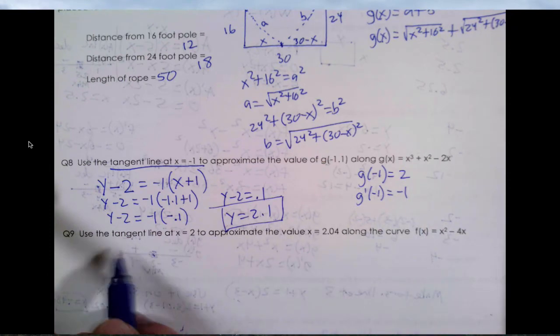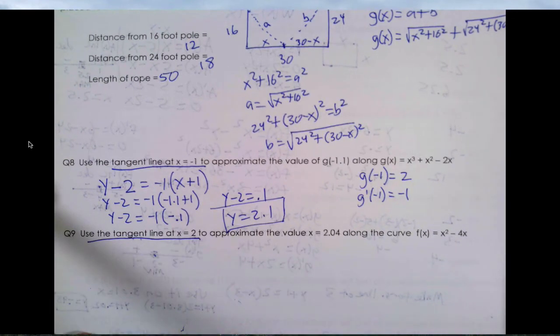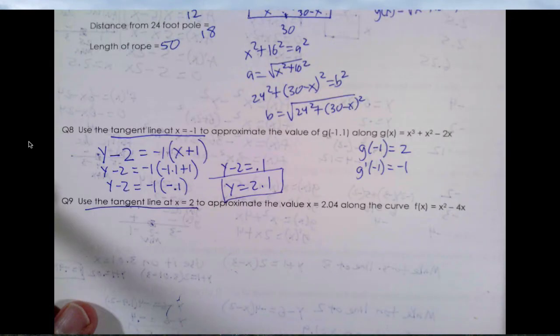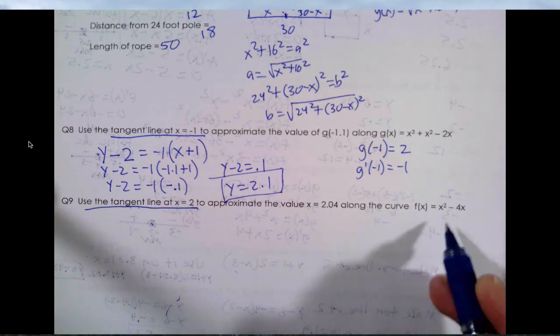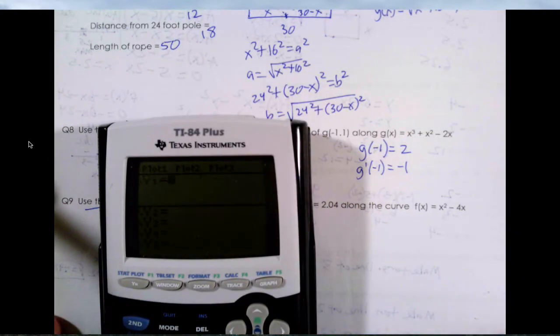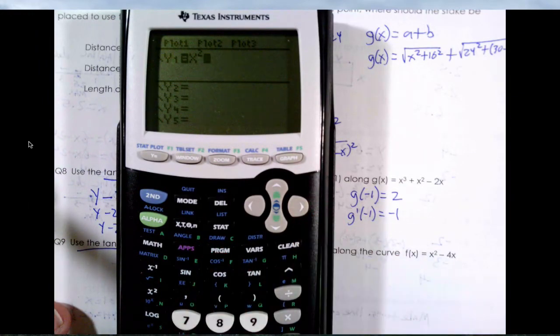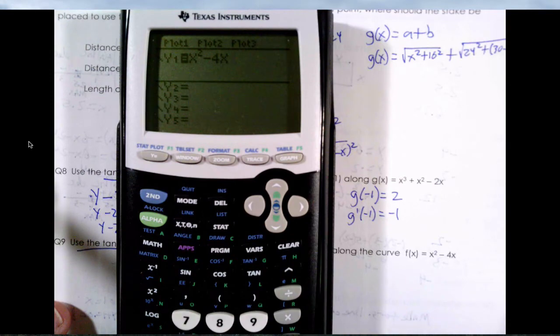Okay, use the tangent line at x equals 2. All right, so we're going to set up a tangent line at x equals 2 to approximate the value x equals 2.04 along the curve of f of x equals x squared minus 4x. Go back. Okay, so I've got x squared. Get that better where we can see it. There we go. Okay, x squared minus 4x. All right, so I've got that.